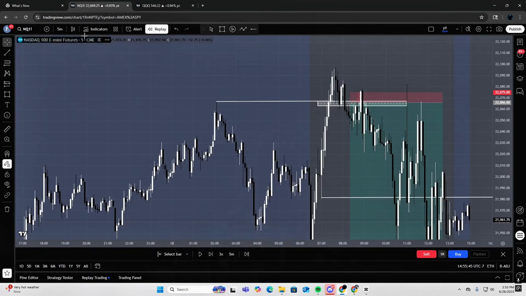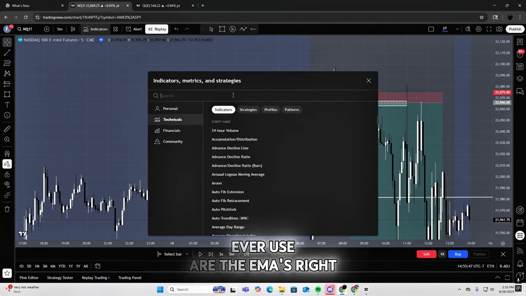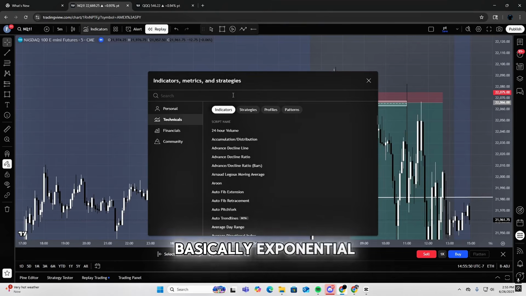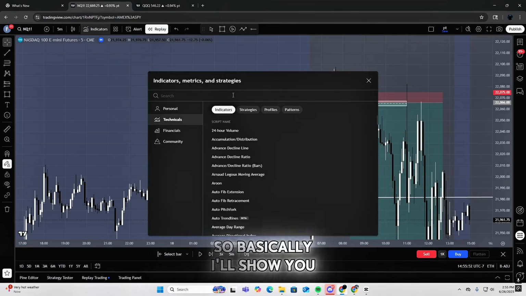Going over the indicators, right? The only indicators I ever use are the EMAs, right? What an EMA is, basically, is an exponential moving average. So basically, I'll show you guys what that is right now.